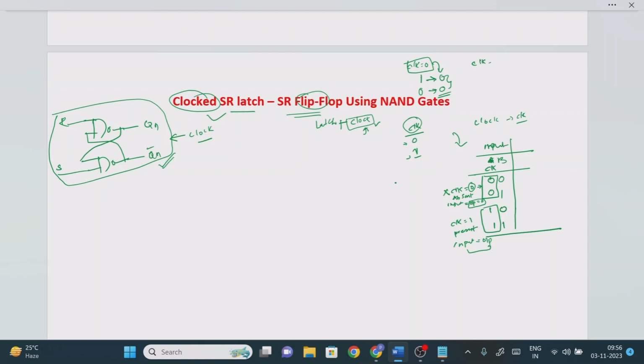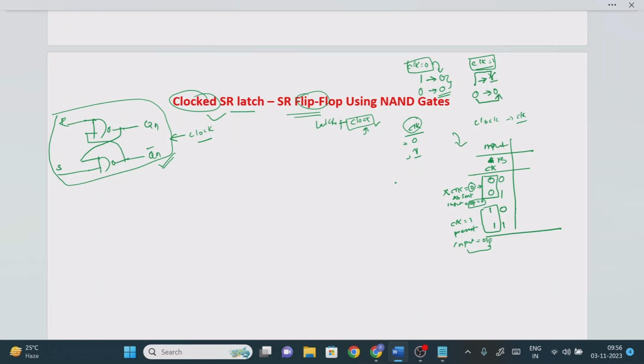So when clock equal to 1, whatever the value stored in the memory element, either binary number 0 or 1, that should be passed to the output. It means that if you are giving input equal to 1, output should be 1. If you are giving input equal to 0, output equal to 0. Whatever the value stored in the memory element should be passed to the circuit.